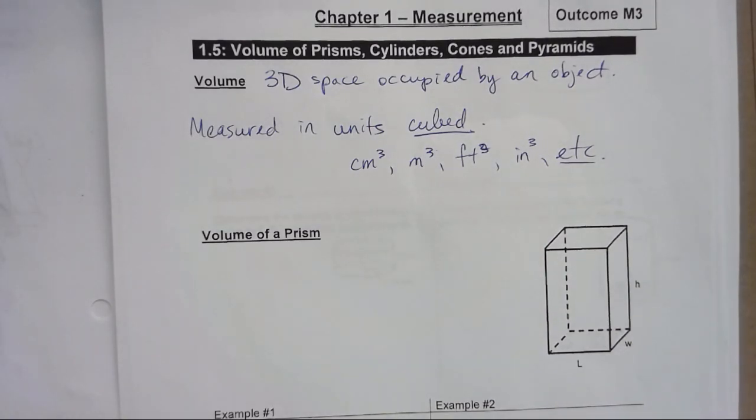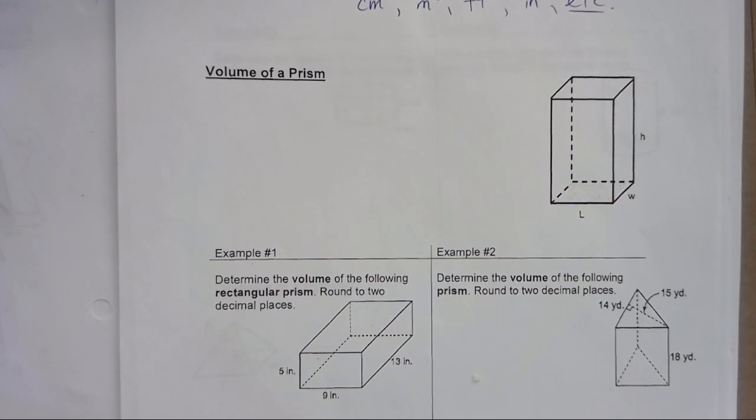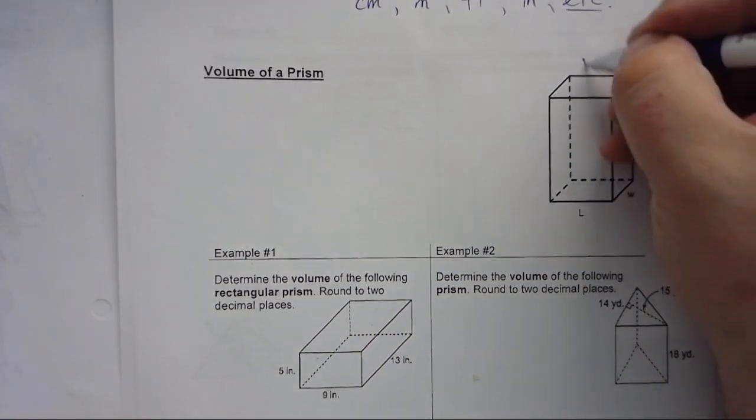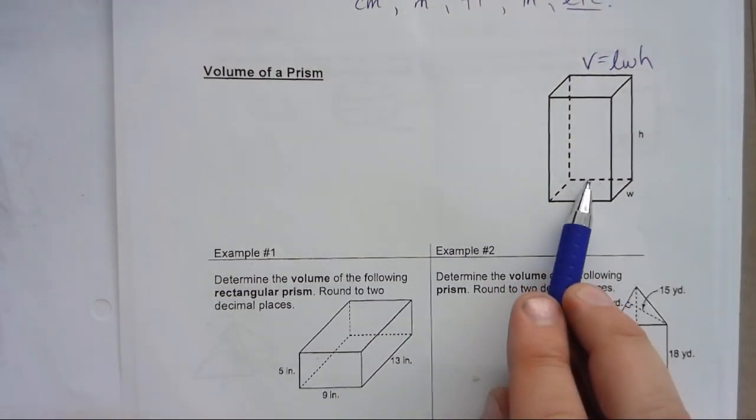Moving along, let's start with prisms. The volume of a prism. Okay, most people learn this formula way back in elementary, but they learned it actually in a specific way. You might have learned that the volume of this thing is length times width times height, and you're not wrong. But that's specific to a rectangular prism.